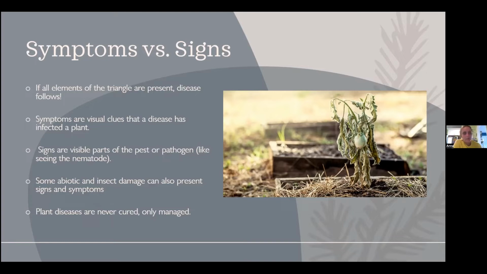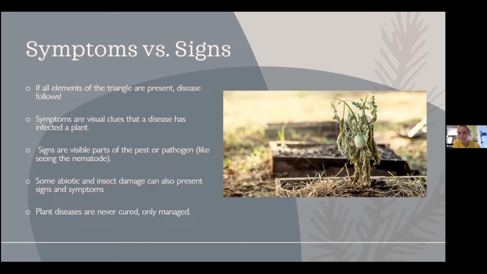Signs are visible parts of the actual pest or pathogen. Like if this was a tomato infected by root knot nematodes, which we'll show you some pictures of later. If I were to pull that sad tomato plant up and look at the roots and I actually see the nematodes, that would be a sign, versus the symptom being the wilting and the browning of the leaves. So signs and symptoms are different, but they're also very related.